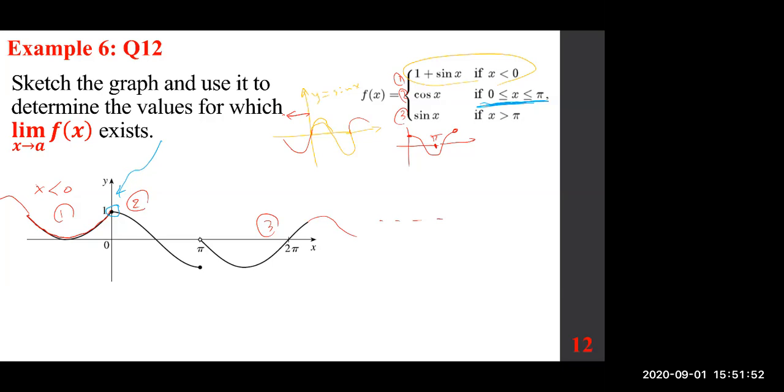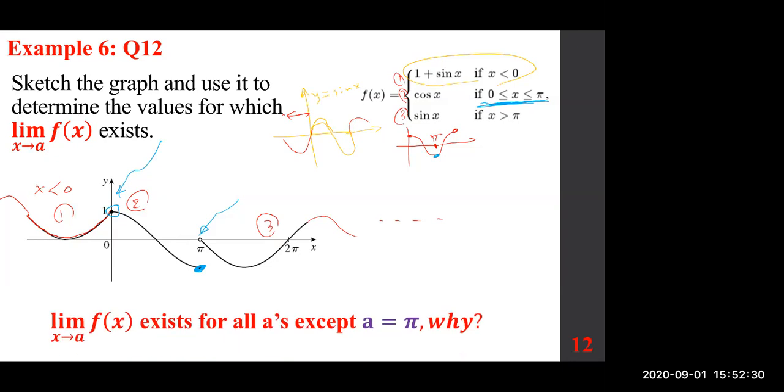Now let's look at the last part. What happens at x equals pi? At x equals pi, we are here for the second part, and therefore we are here. Take a look. Solid. But for the third part, it gives rise to a hole. And therefore, the limit exists everywhere except at pi, because the limit from the left and right are different. So the limit exists everywhere except a equals pi.